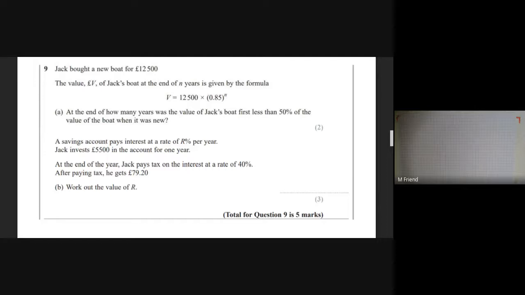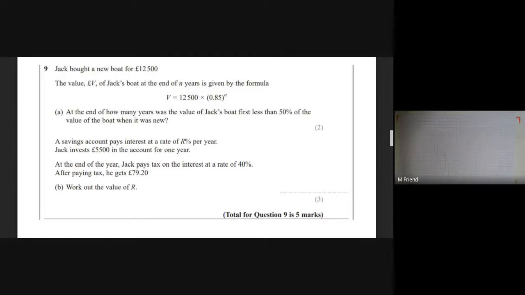So in 9b, we've got to work backwards to try to find the interest rate that Jack received, and that's always a tricky question. In this particular case, we know how much money Jack puts in to begin with. It's 5,500. He will be given a percent of that. So imagine then he's given some interest, but he doesn't get to keep all of it. He has to pay tax on it at 40%.